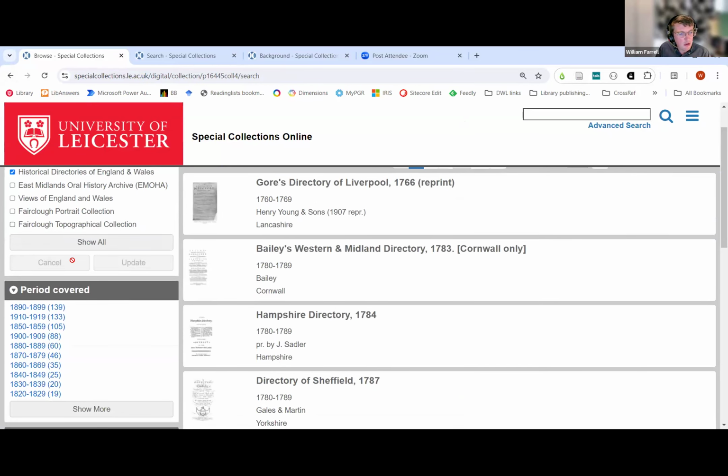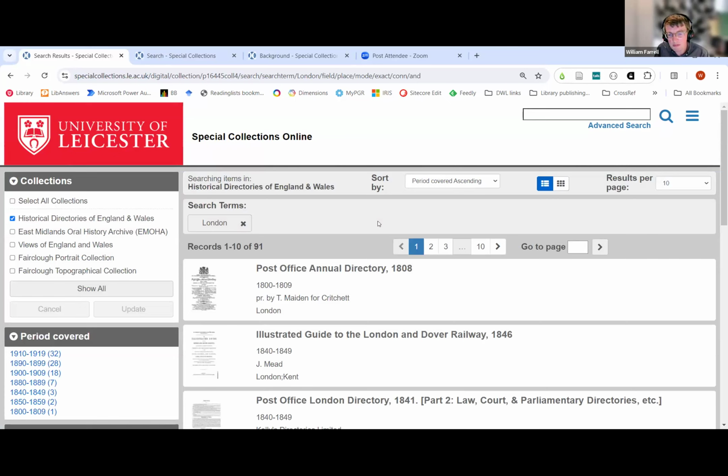And if you did want all of the London ones, and you want to browse them in your own time, you could click on the title of a directory, which I hope is now going to load. Should do, because it's not that big. So this is the oldest one we have for London from 1808, but there are much older ones for London than this.